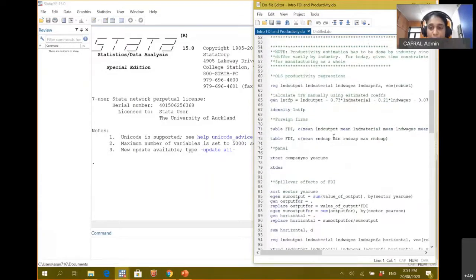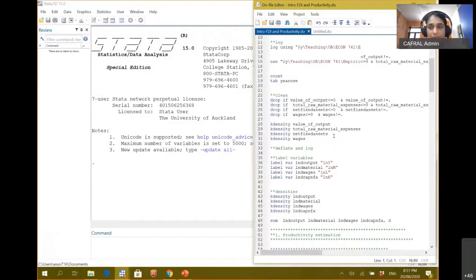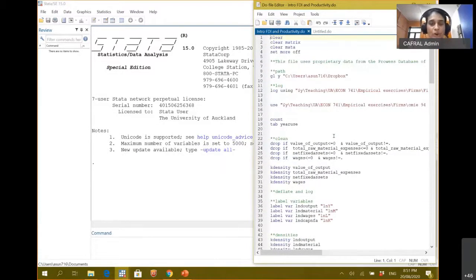Now, an important point here is that all I'm doing is estimating what we call a revenue production function. So what is a revenue production function? It's when you estimate everything in dollars, or rupees. So when I have output in rupees, material inputs in rupees, wages in rupees, then I'm looking at a revenue-based production function. The problem with that is it can conflate markups and productivity.